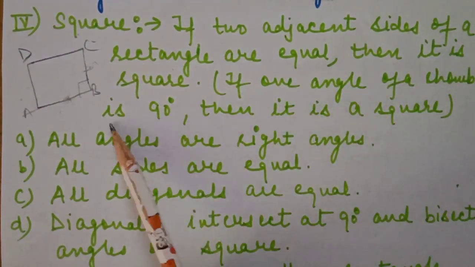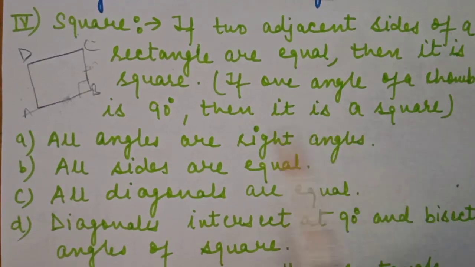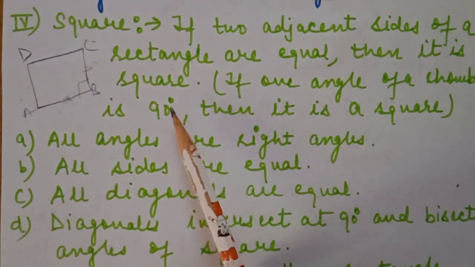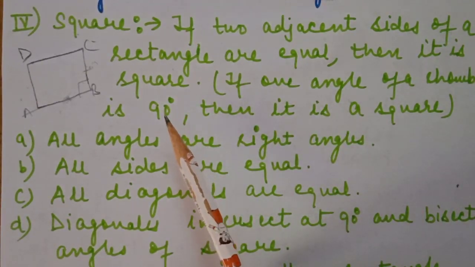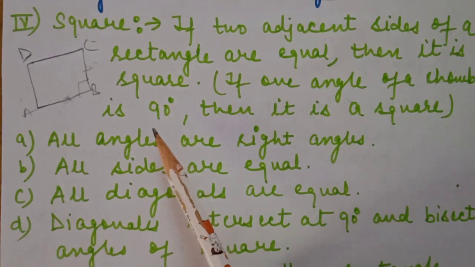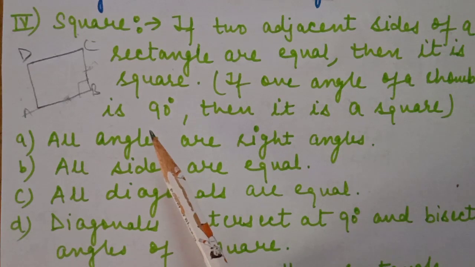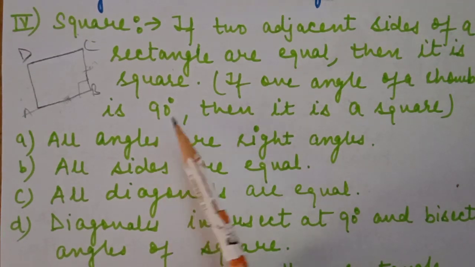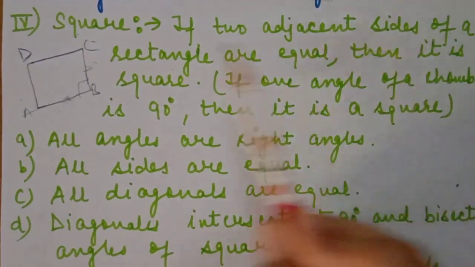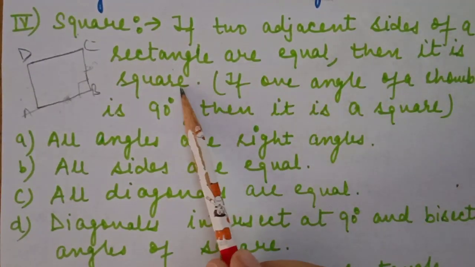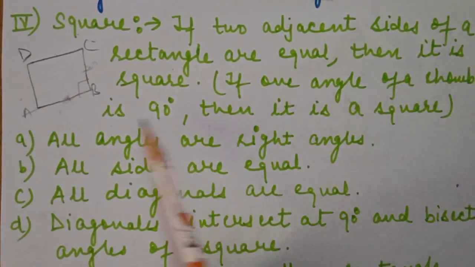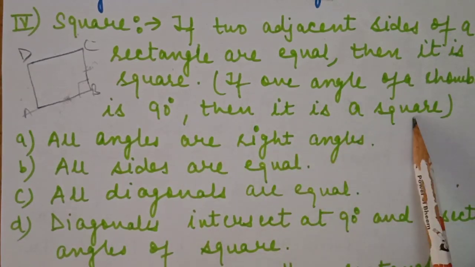If one angle of a rhombus is 90 degrees, then we call it a square. We also compare the definition of a square with a rhombus. In a rhombus, if one angle is 90 degrees, then we call it a square, because we know very well that if one angle is 90 degrees, then the other angles are automatically 90 degrees. So if two adjacent sides of a rectangle are equal, then it is a square. Or if one angle of a rhombus is 90 degrees, then it is also a square.